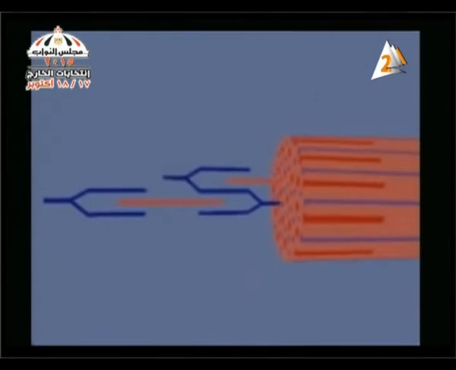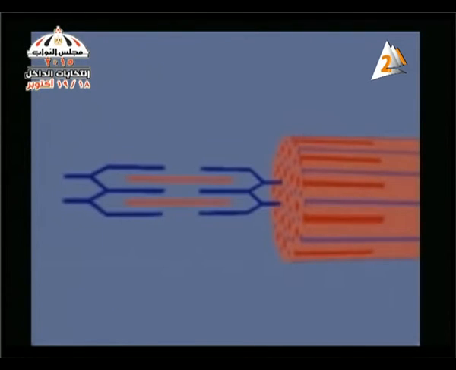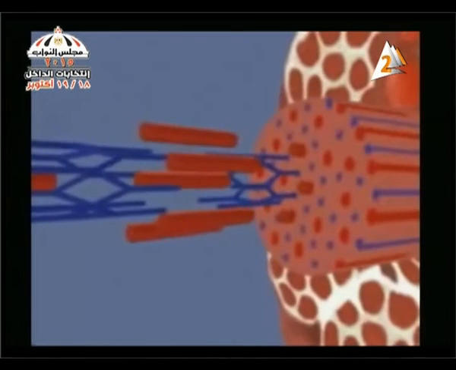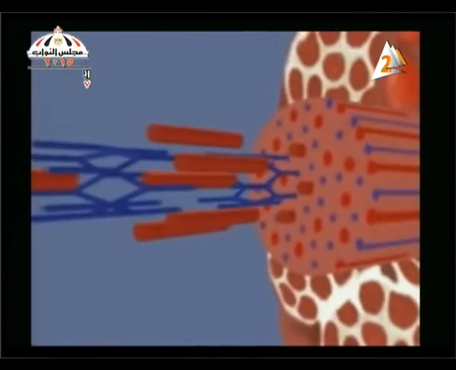In the presence of calcium ions and energy, the transverse links act as hooks that pull the actin from both sides towards each other, leading to muscle contraction.